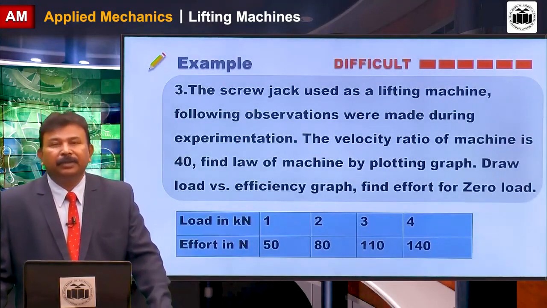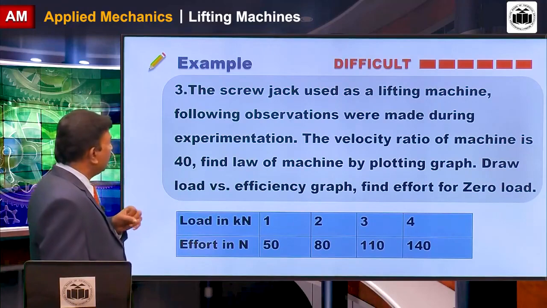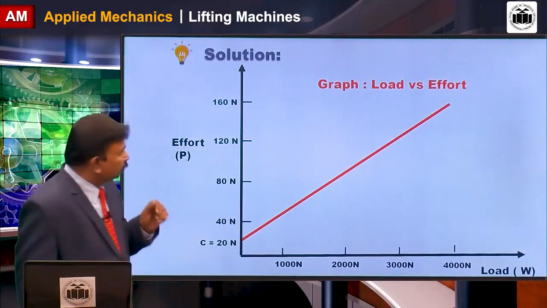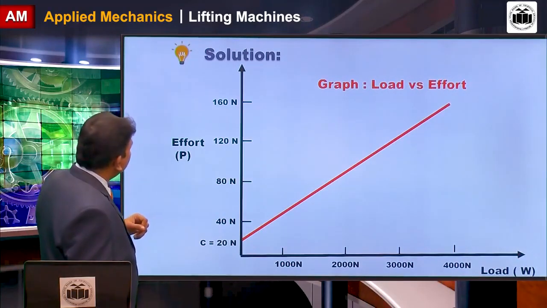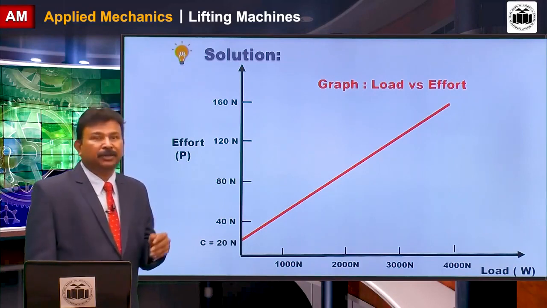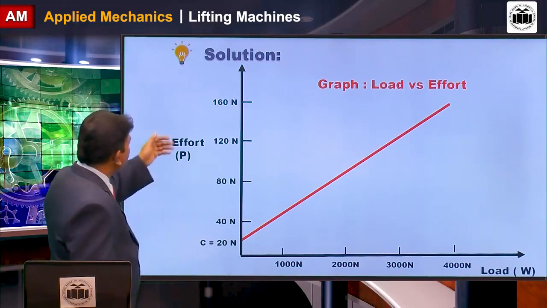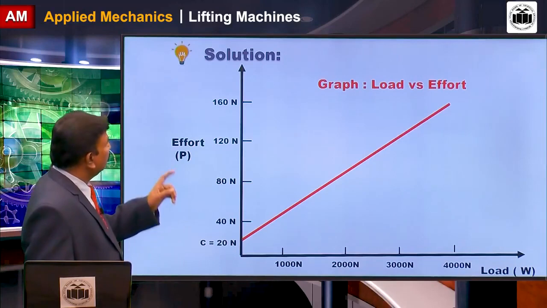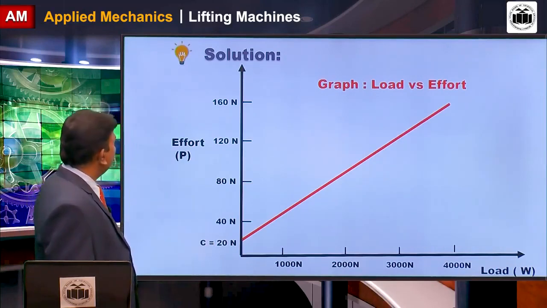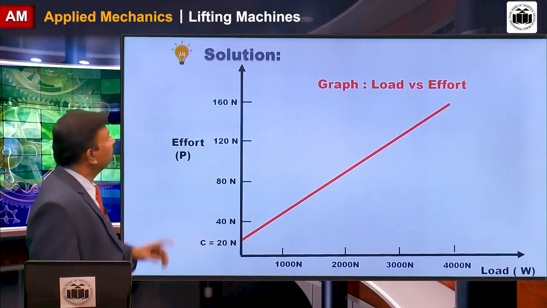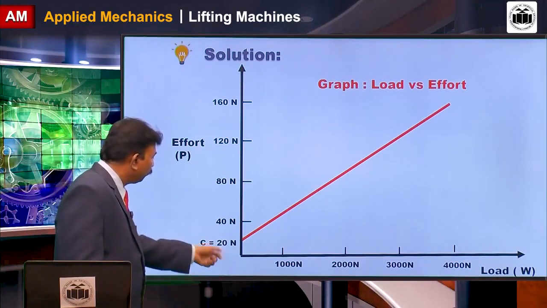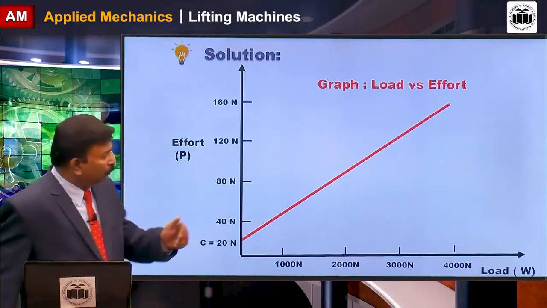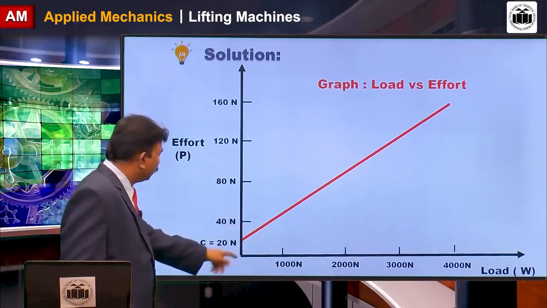Now third example is for screw jack and data is given in tabular form. Plot this data on the graph paper. Graph paper is generally given on the last page of your answer sheet. So on the y-axis we are plotting effort and on the x-axis we are plotting the load. Since it is the graph of load versus effort, we will get a straight line, but the straight line is not closing at 0, it is closing somewhere here. So we are getting the value of C. Never close this effort versus load line at 0.